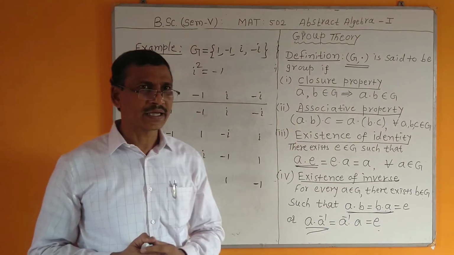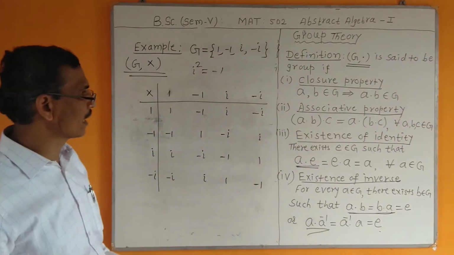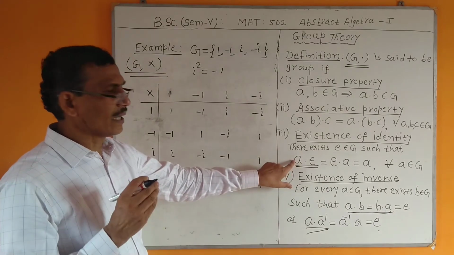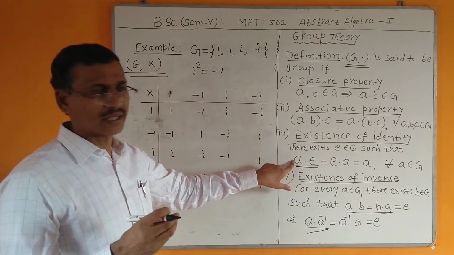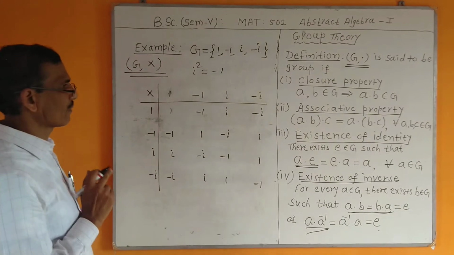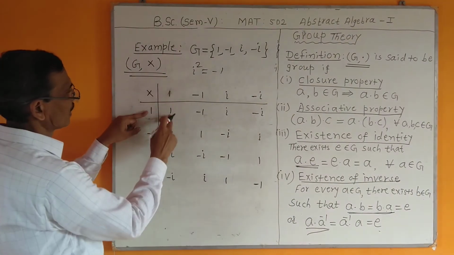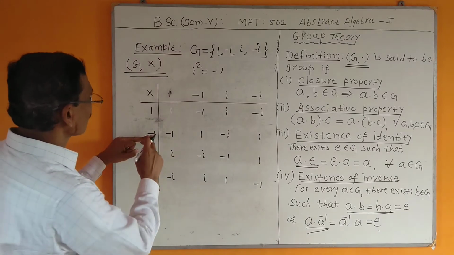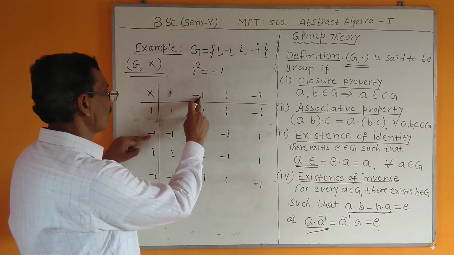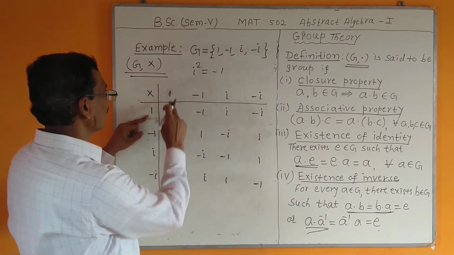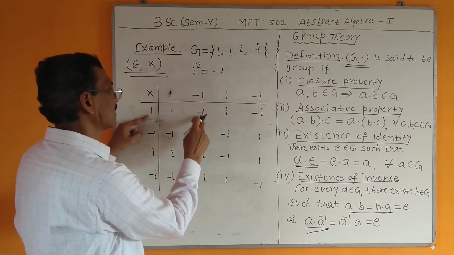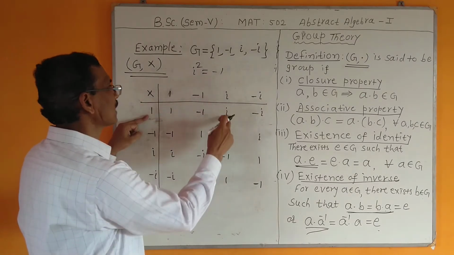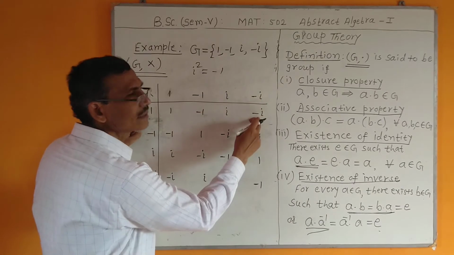Existence of identity element. We shall verify the identity element, meaning any element multiplied by that element gives the same element. We require that. Here 1 into 1 is 1, 1 into minus 1 is minus 1, 1 into i is i, 1 into minus i is minus i.